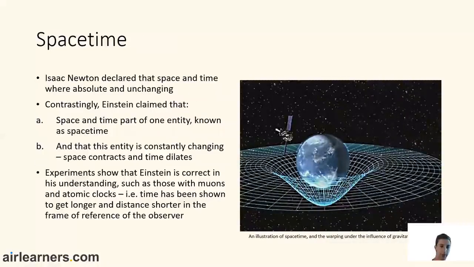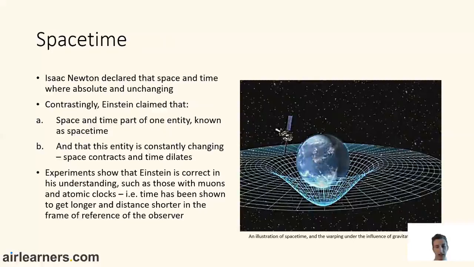Isaac Newton declared that space and time were absolute and unchanging. So in a bit of beef, you could say, Einstein did the opposite. He said that space and time were actually one entity known as space-time, and that this entity was constantly changing. So space would contract and time would dilate.